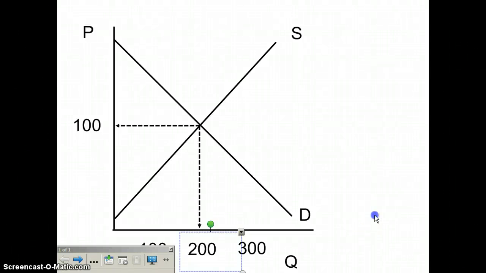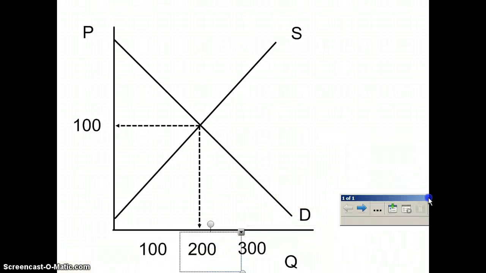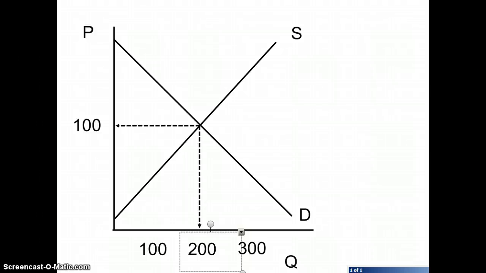We'll be using this graph to look at the difference between imposing a price ceiling and opening up to trade and having a world price. If you look at this graph right now, you can see we have an equilibrium price of 100 and we have an equilibrium quantity of 200.